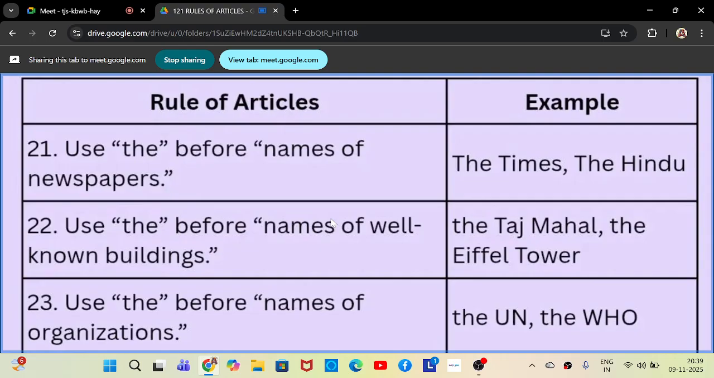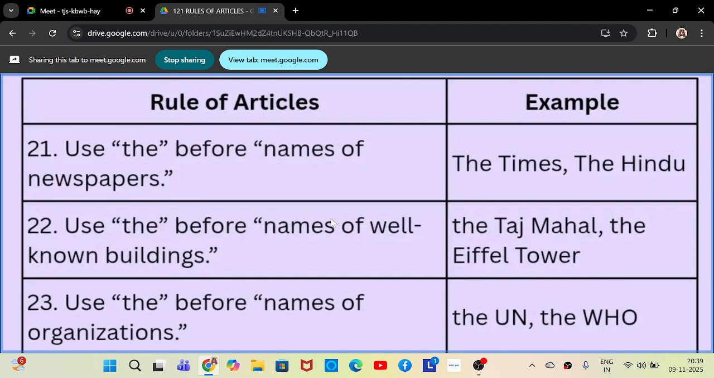The Times, The Hindu. Very good. These are names of newspapers. So not only with English newspapers, you can also use the with Malayalam newspapers like the Mathrubhumi, the Manorama, the Pradibam, etc. Okay.